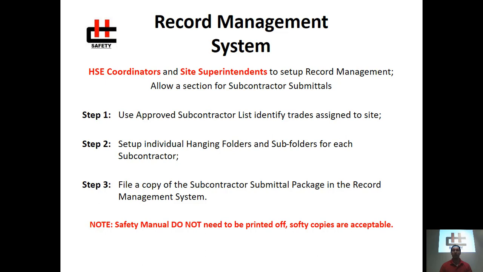Step 1. Use approved subcontractor lists identifying the trades assigned to the site. Step 2. Set up individual hanging folders and subcontractor subfolders to house the subcontractor package. And step 3. File a copy of the subcontractor submittal package in the record management system. Note, safety manuals do not need to be printed off as soft copies are more than acceptable to keep on site.